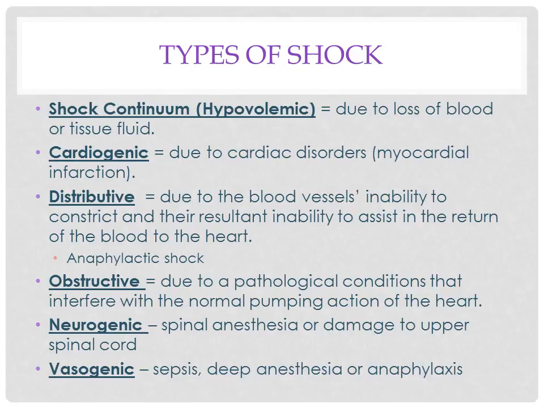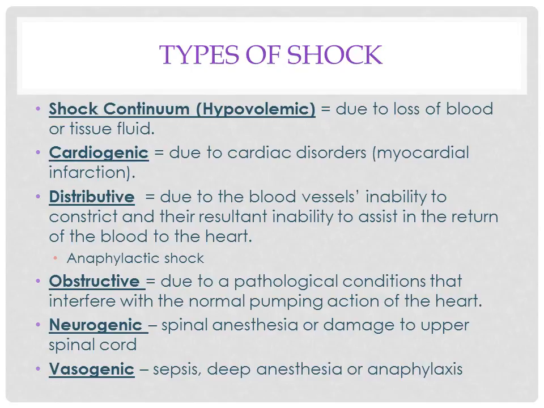Types of shock. Shock continuum: hypovolemic, due to loss of blood or tissue fluid. Cardiogenic, due to cardiac disorders, such as myocardial infarction, also known as MI. Distributive, due to the blood vessels' inability to constrict and their resultant inability to assist in the return of the blood to the heart. Can also be through anaphylactic shock. Obstructive, due to pathological conditions that interfere with the normal pumping action of the heart. Neurogenic, spinal anesthesia or damage to the upper spinal cord. Vasogenic, sepsis, deep anesthesia, or anaphylaxis.